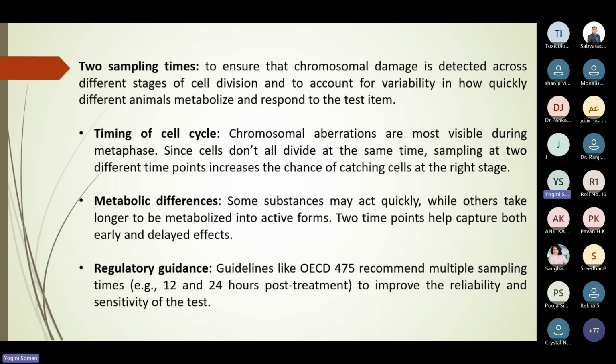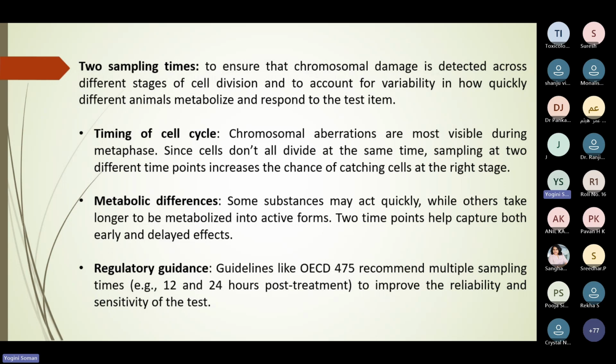It also accounts for the variability in how quickly different animals can metabolize and respond to the test item. There are different reasons why two sampling times are selected. First is the timing of the cell cycle. Chromosomal aberrations are visible during metaphase, and not all cells divide at the same time. So if there are two sampling points, it increases the chance of catching the cells at the right stage. So two sampling points are important.